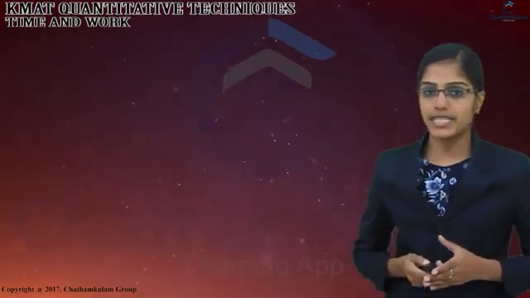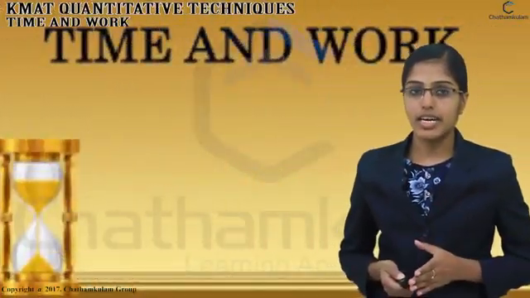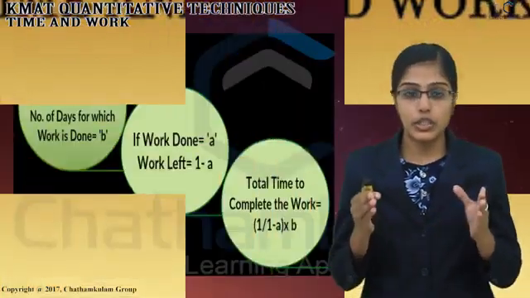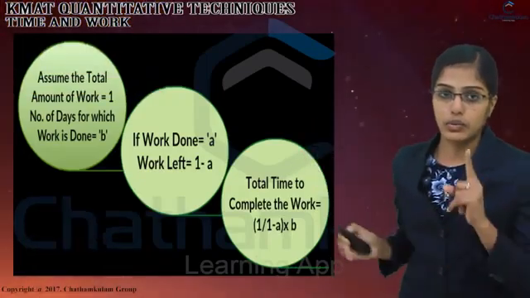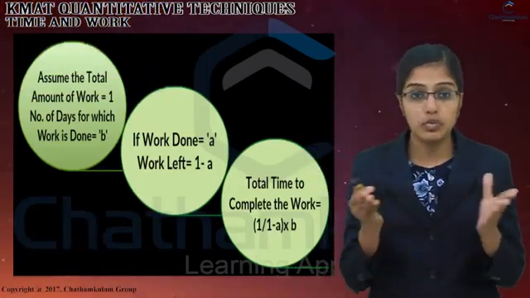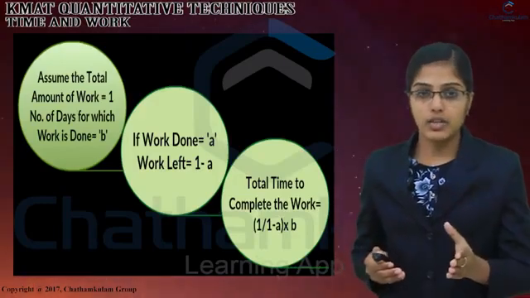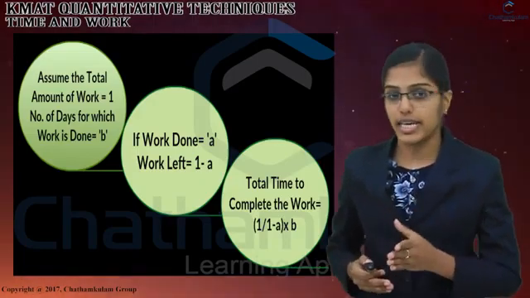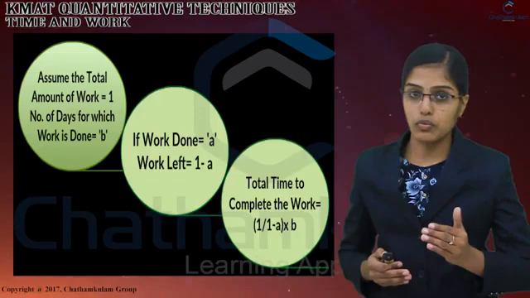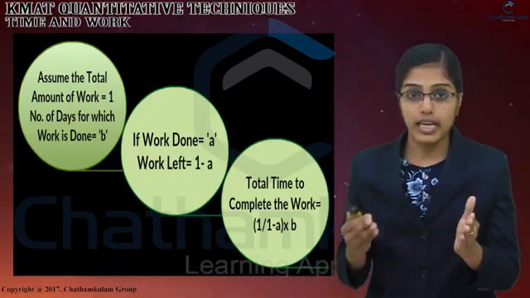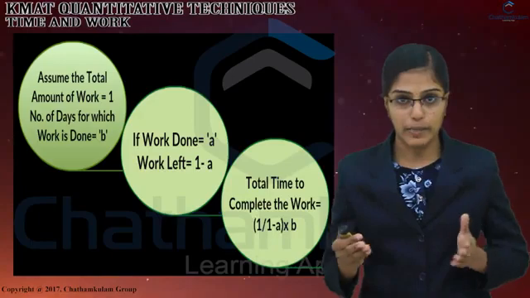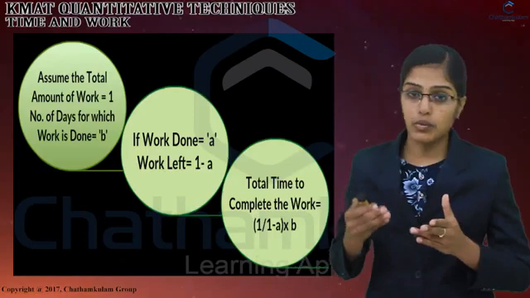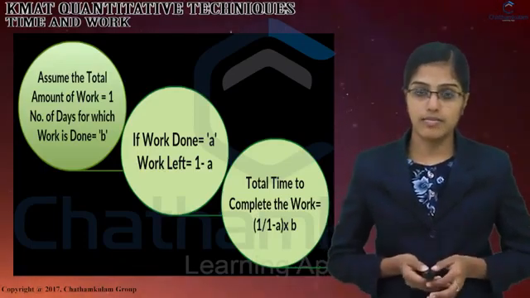Our next topic is time and work. First, I introduce the relationship between time and work. Assume the total work amount is equal to 1, and the number of days for which work is done is B. If work done is equal to A, then work left is equal to 1 minus A. That is the whole amount of work, your 1, and A is work done, so work left is equal to 1 minus A. Then the total time to complete the work is 1 divided by (1 minus A) into B.